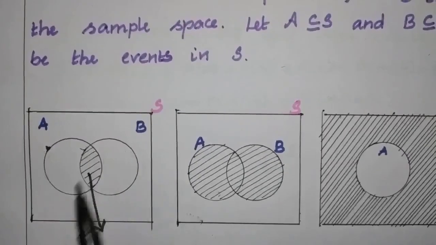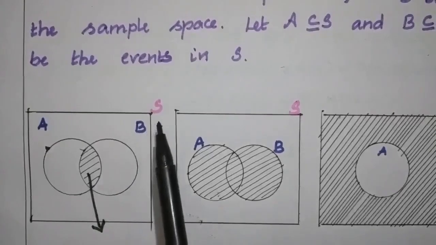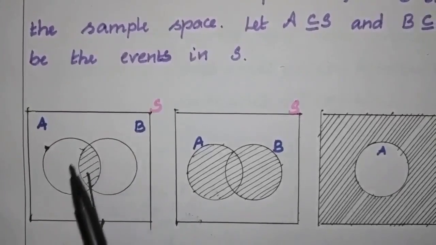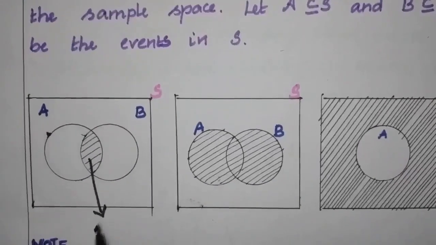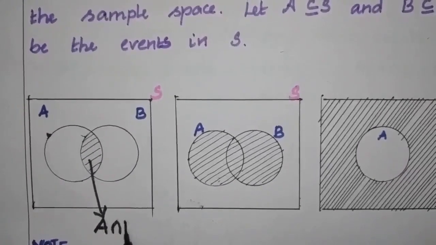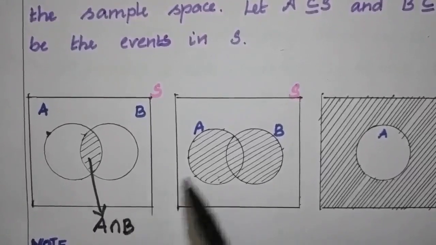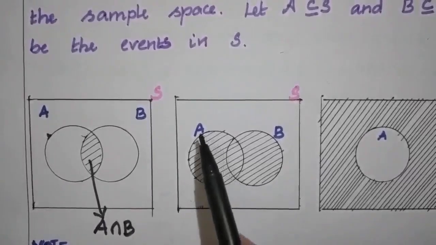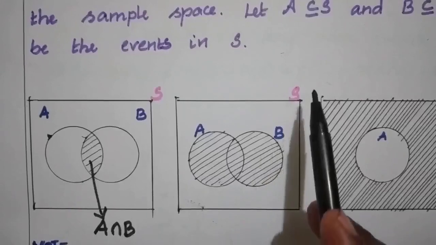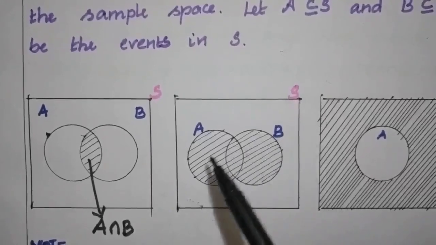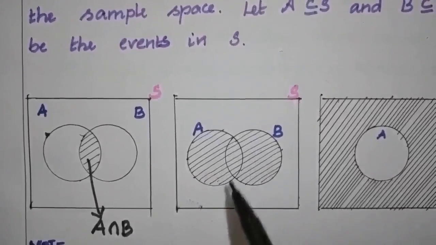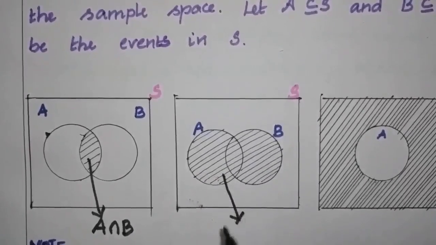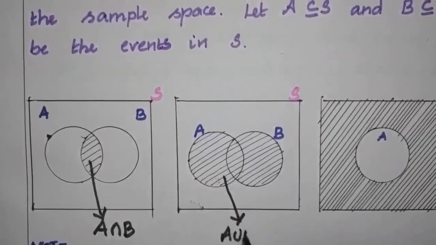A and B are two events in the sample space S. Then what does this shaded portion represent? Yes, this is A intersection B. The second one: A and B are two events in the sample space S. Then this shaded portion represents A union B.